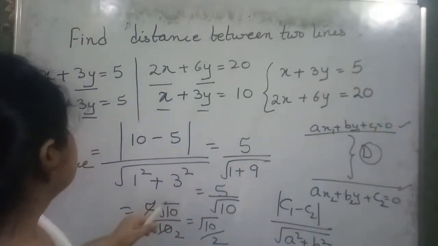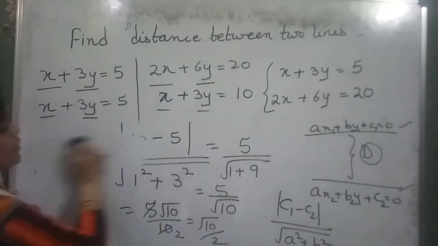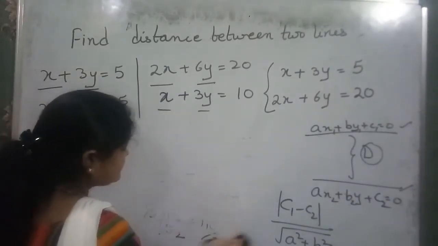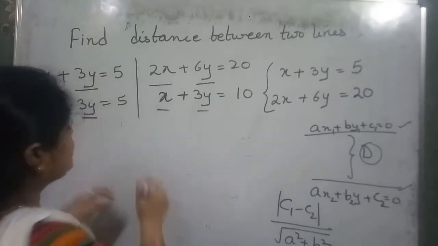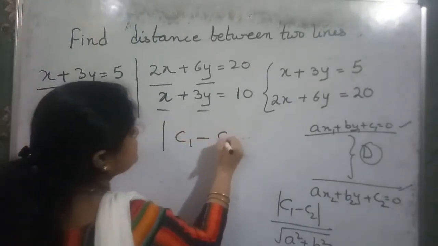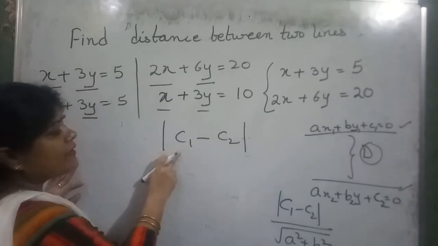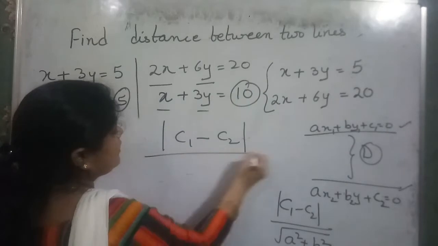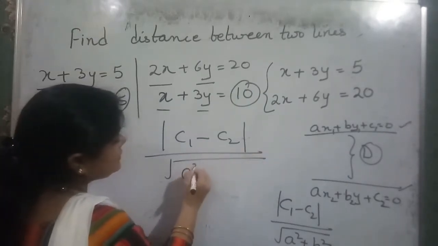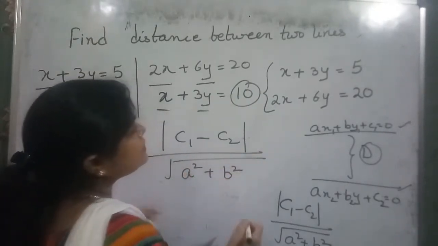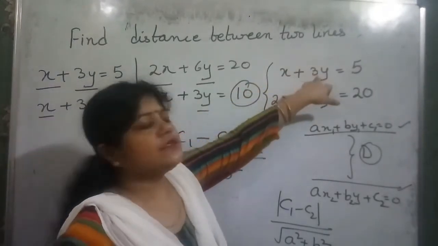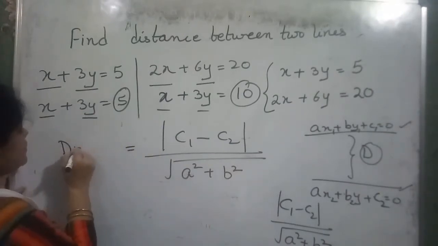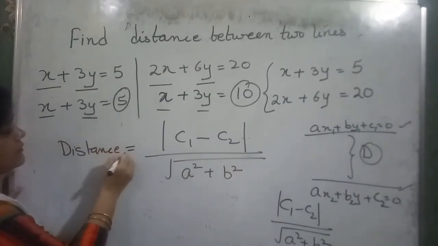Okay, so our formula for two parallel lines becomes, you must learn it: we have to take mod of C1 minus C2. You can write either C2 minus C1 or C1 minus C2. These are C1 and C2, upon under root coefficient of x square plus coefficient of y square. This is the coefficient of x square, this is the coefficient of y square. So this is the distance between two parallel lines. Okay.